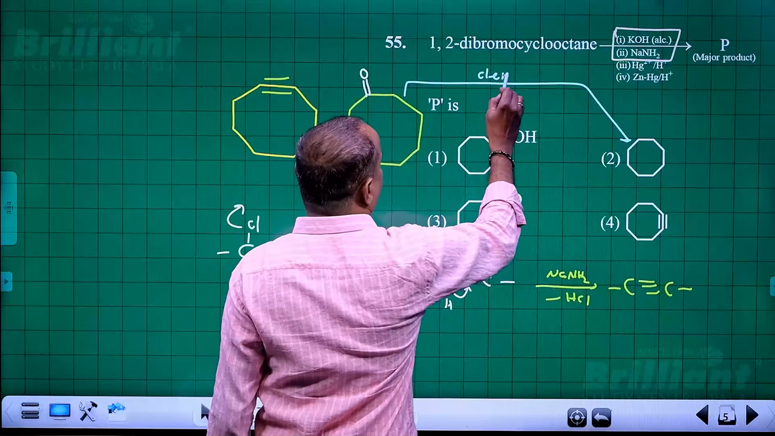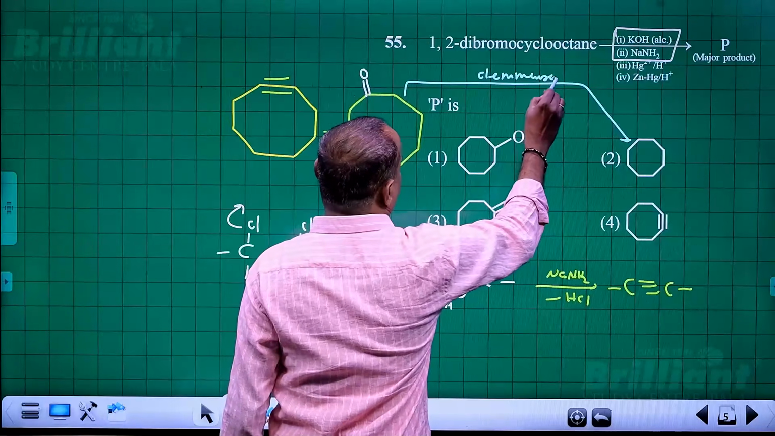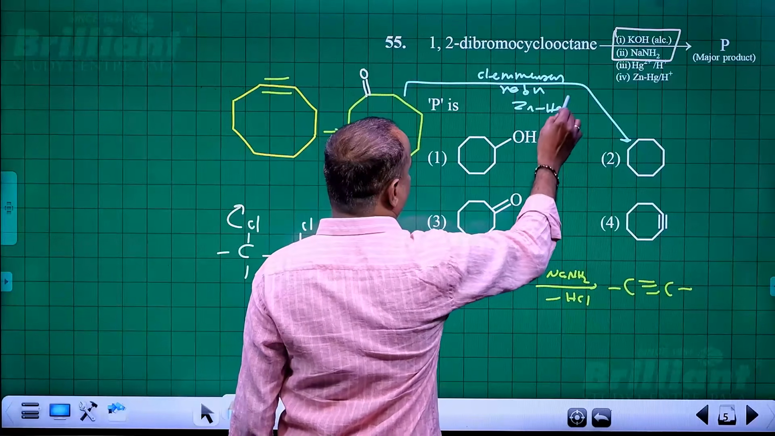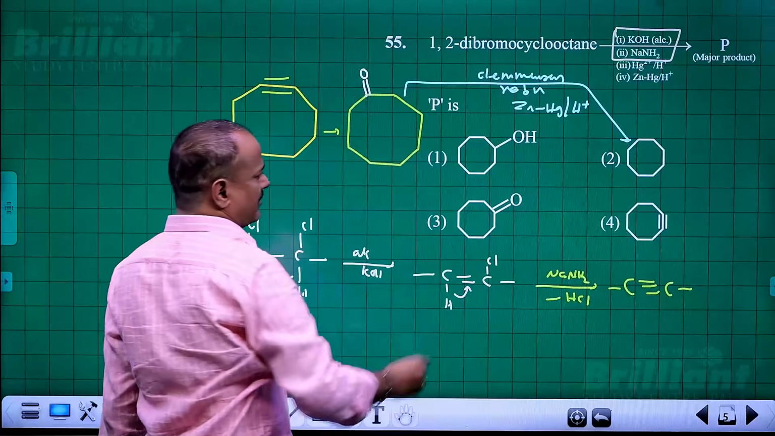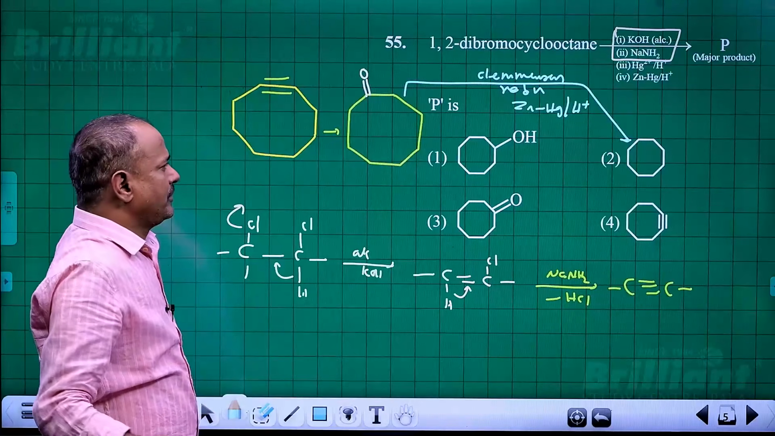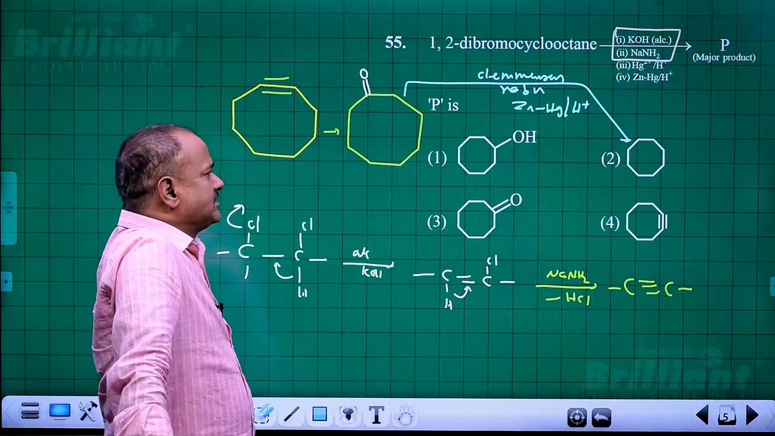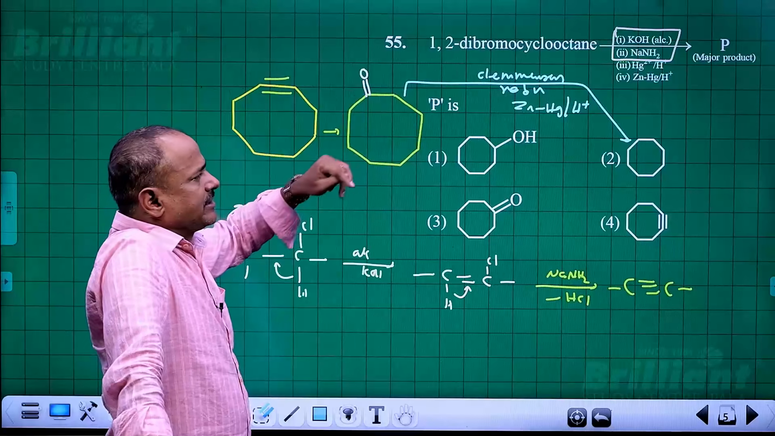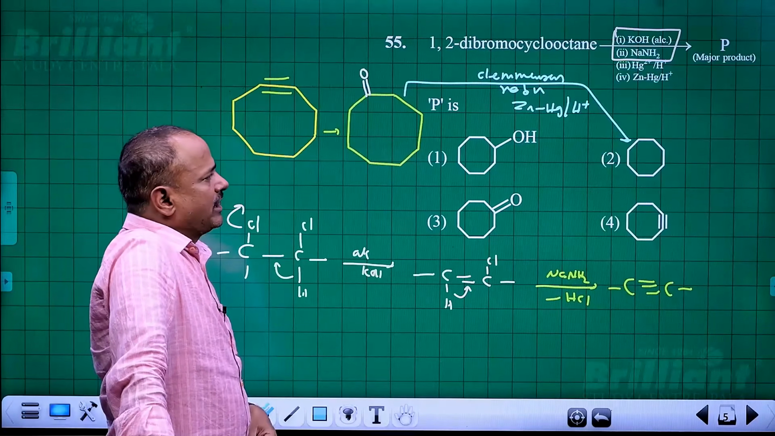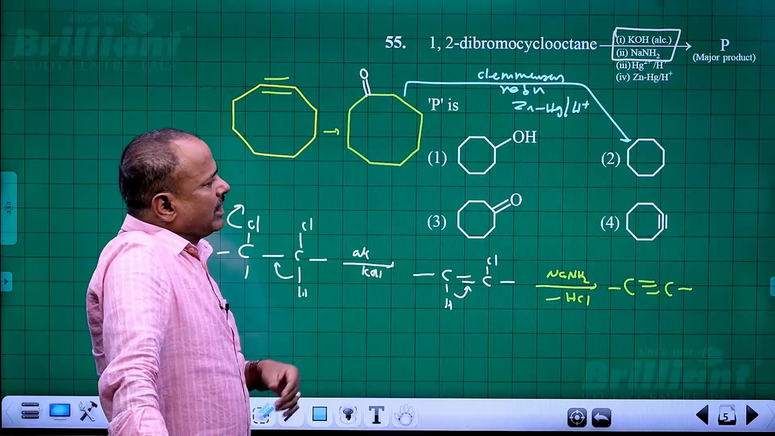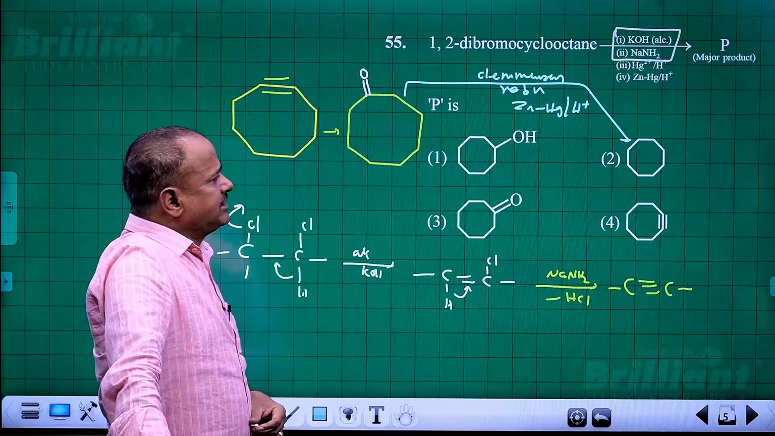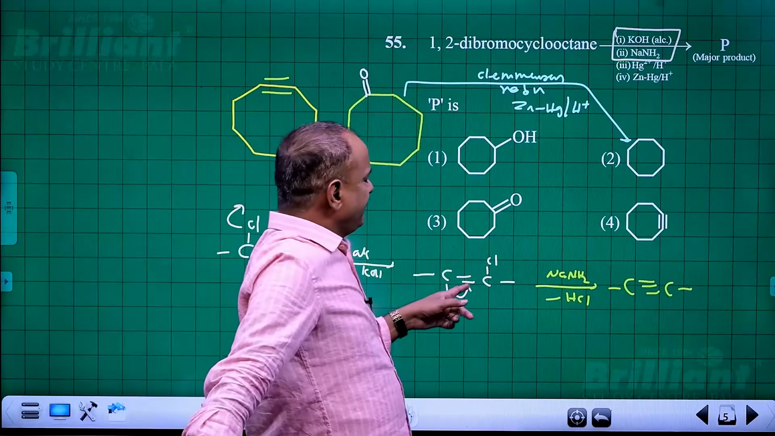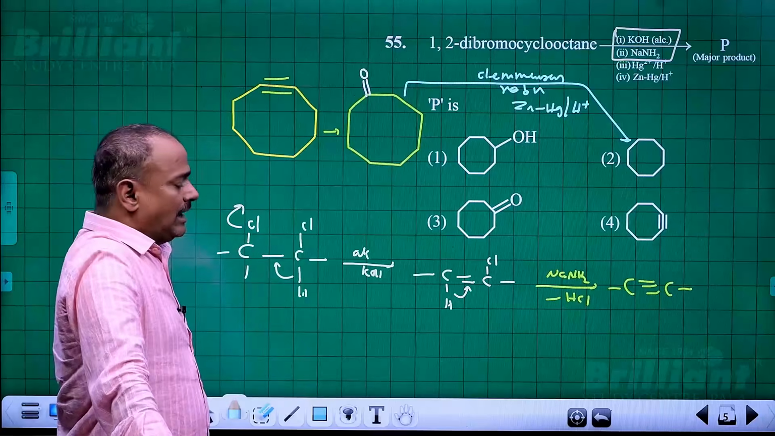Clemmensen reduction. That is zinc amalgam and H plus. So answer 2. A small confusion in the first one is about double bond conjugation or alkyne, because it is 2 moles of KOH or 1 mole of KOH. That's important. Only 1 mole of KOH is used, not a second molecule, because the second molecule of KOH is unable to eliminate this halogen atom. That's why it undergoes alkyne series formation.